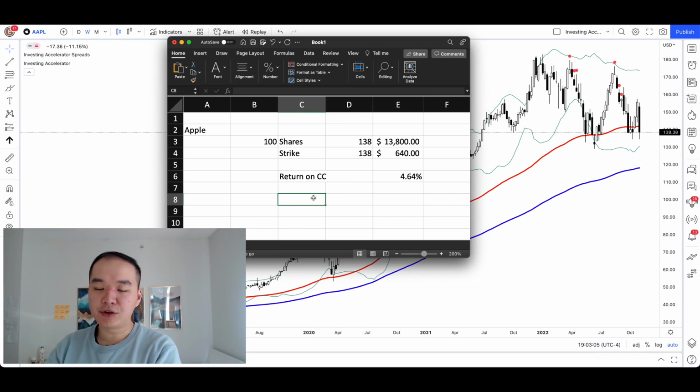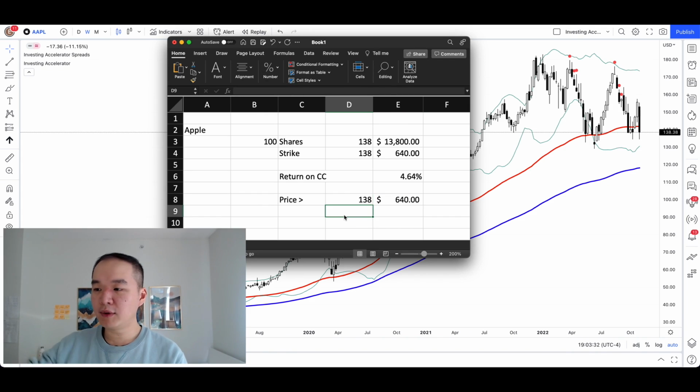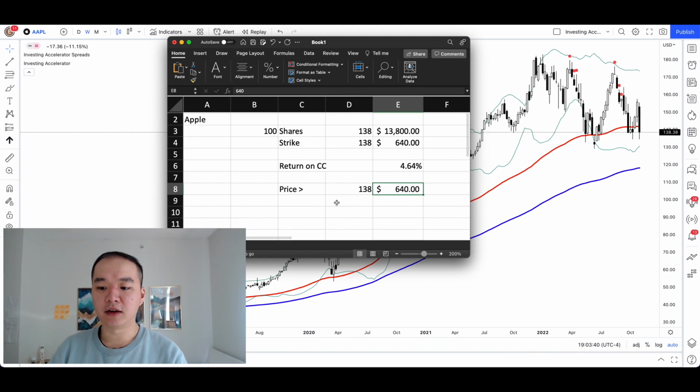So great. Now you know how to make money. So now the question is, well, how can you lose money? Let's say the price at the end of 30 days stays above 138, which is your strike. If that is the case, then you keep the 640 and that's it. Now, if Apple, let's say, goes all the way to 180 or 170, it doesn't matter. Your gain is capped at $640. That's how a covered call works.